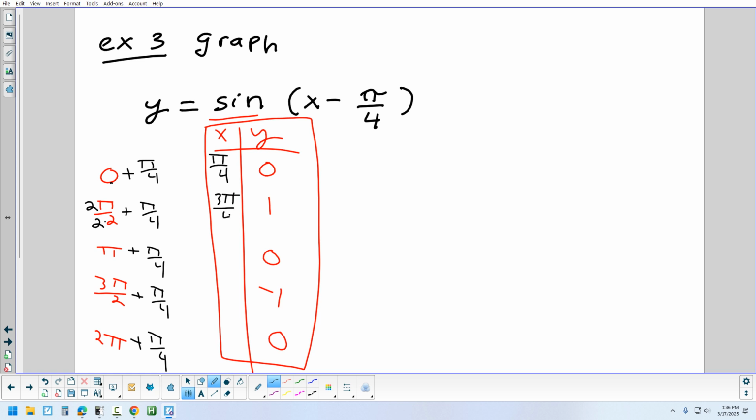Let's do one more and then see if we get the pattern. It's going to be the same. Okay, what's going to be my common denominator here? 4. So times the bottom by 4, top by 4. So it'd be 5 pi over 4. It's skipping by 2. Then it would be 7 pi over 4 and 9 pi over 4.